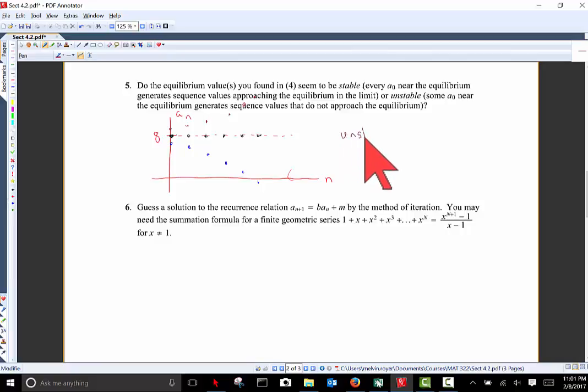So even though 8 is an equilibrium value, it's unstable, and that makes it not very useful in practice because again, there's little chance in real life that I'll be able to keep a quantity exactly on my target value. And if I'm off a little bit, then everything goes.